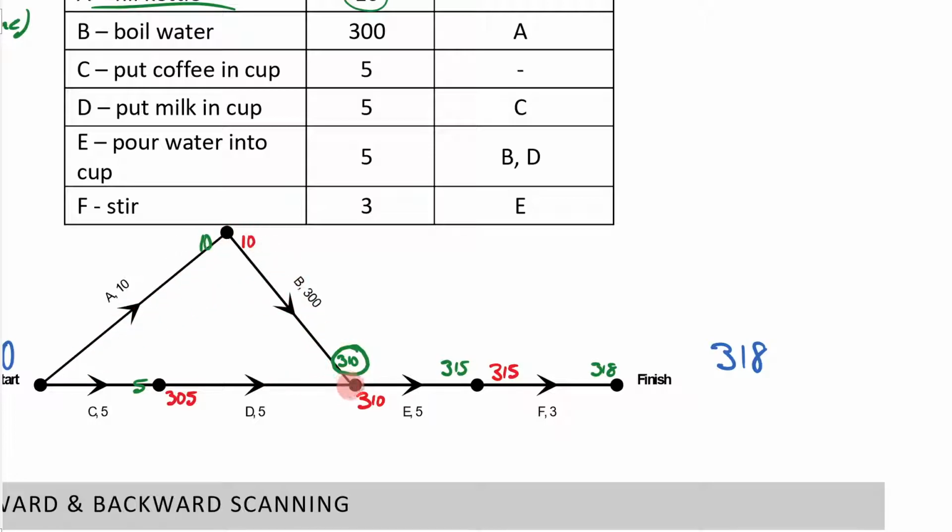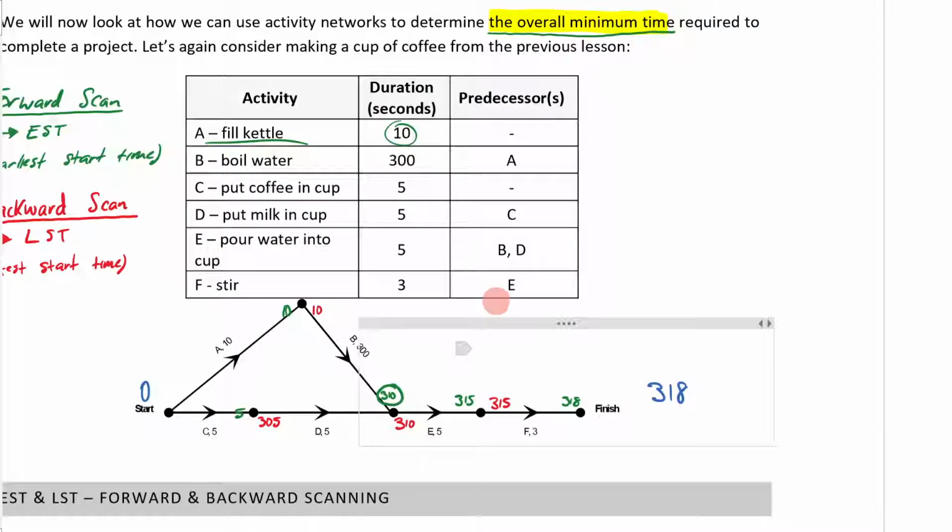So instead of waiting 300 seconds at the end here, why not delay activity D? Why not, after you've finished activity C, which takes 5 seconds, wait 300 seconds until you start activity D, and then you can start activity D at 305, and then that takes an extra 5 seconds, and then you're done at 310.